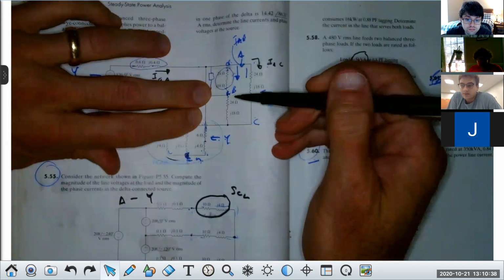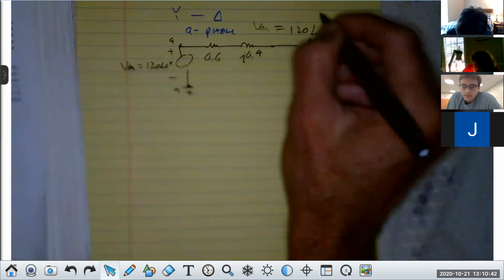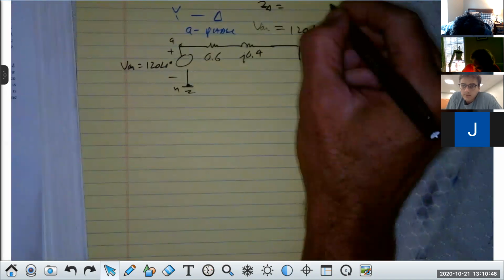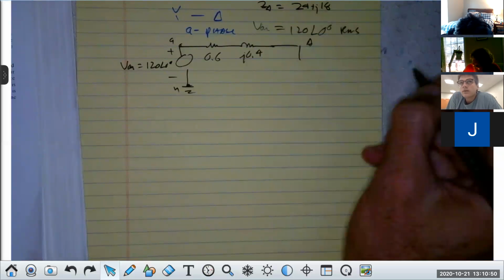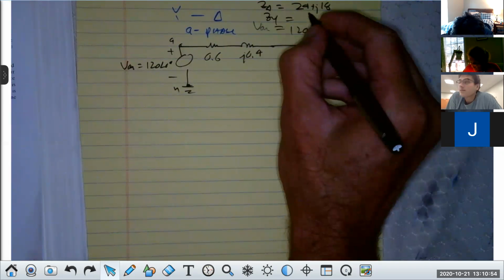Can everybody see that? It's a delta load. So we have Z delta equals 24 plus J18. But we want ZY. So ZY would be what? Anyone?